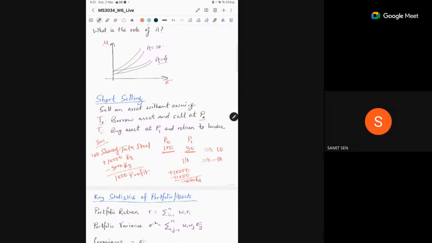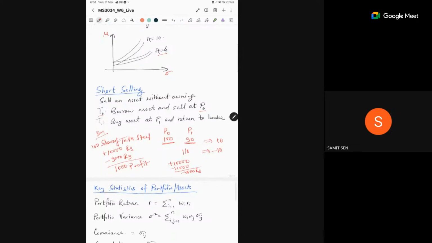Okay. So those who are holding the Tata share, the Tata company share, they will receive the dividend. That is the meaning of dividend. The individual who is currently holding the share will receive the dividend. Okay.